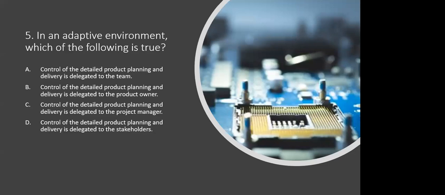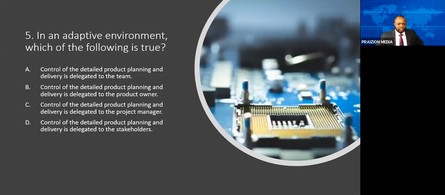Share the results. Now, in this case, even though we have a majority in B, that is not exactly the correct answer. Unfortunately, it's not. And it's not the correct answer because it is incorrect to say the product owner has control of detailed product planning and delivery. No, this needs to be thought of as interactions of the individuals over processes and tools.